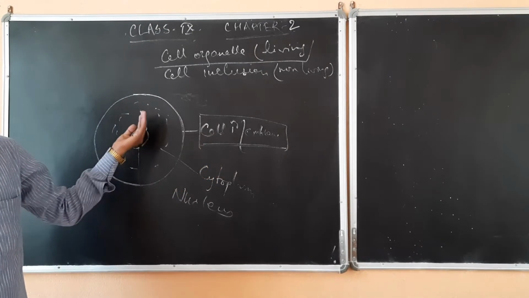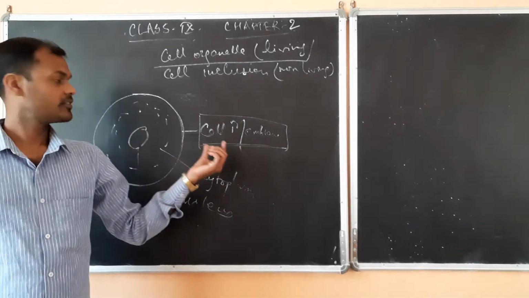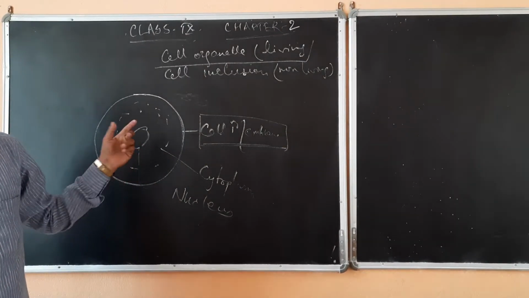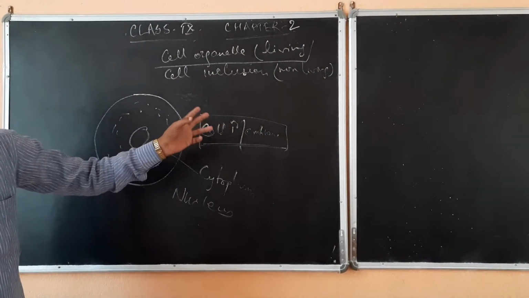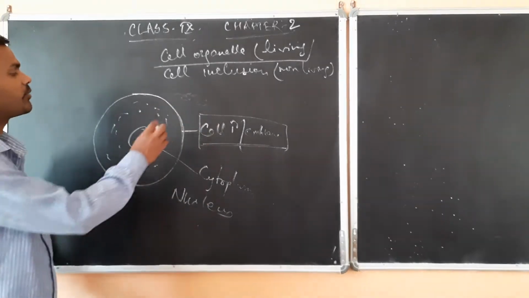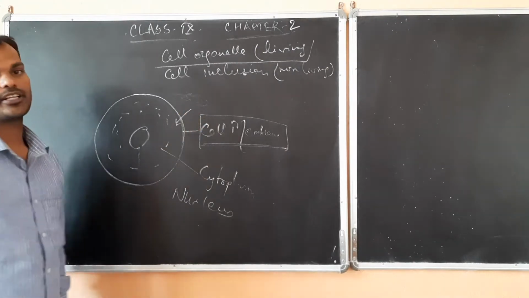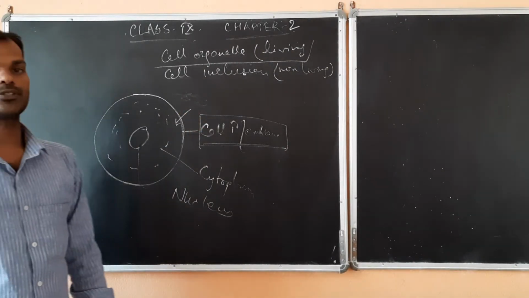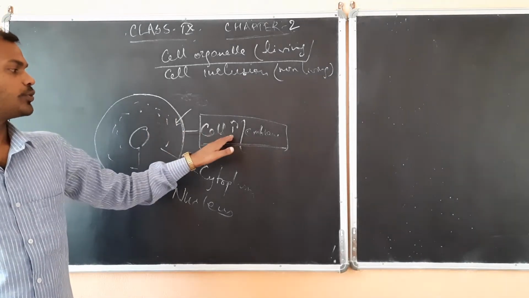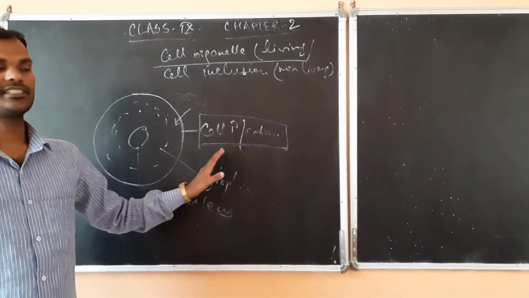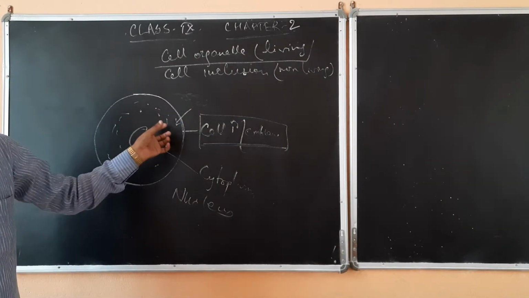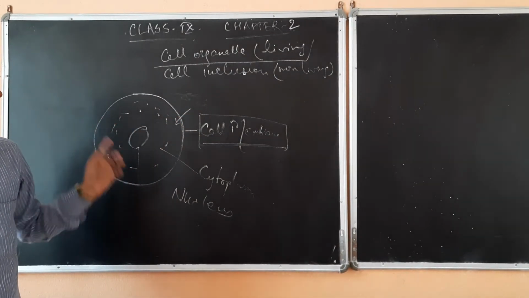It is also protecting the cell and its internal components from outside substances or outside organisms, just like from infection. Suppose any pathogens want to come inside the cell, they cannot, due to the cell membrane. This cell membrane will not allow that particular microorganism to come inside and infect it.